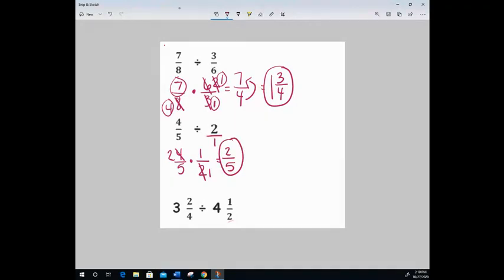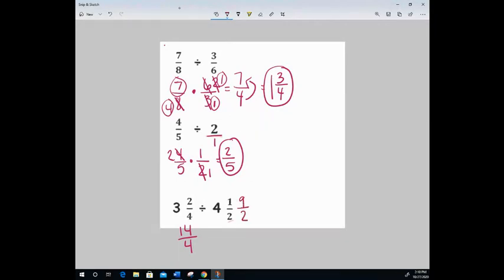For this last one, we actually have 2 mixed numbers. So we're going to have to change both of these into improper fractions. 4 times 3 is 12, and 12 plus 2 more gives us 14. And I'm going to write that over 4. 2 times 4 is 8, plus 1 more gives us 9. And I'm going to write that over 2.